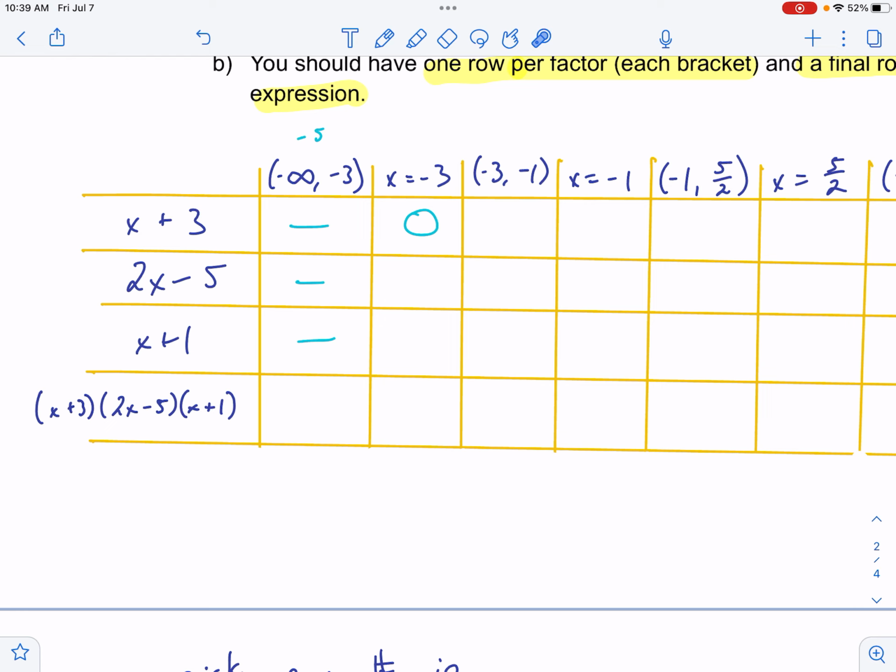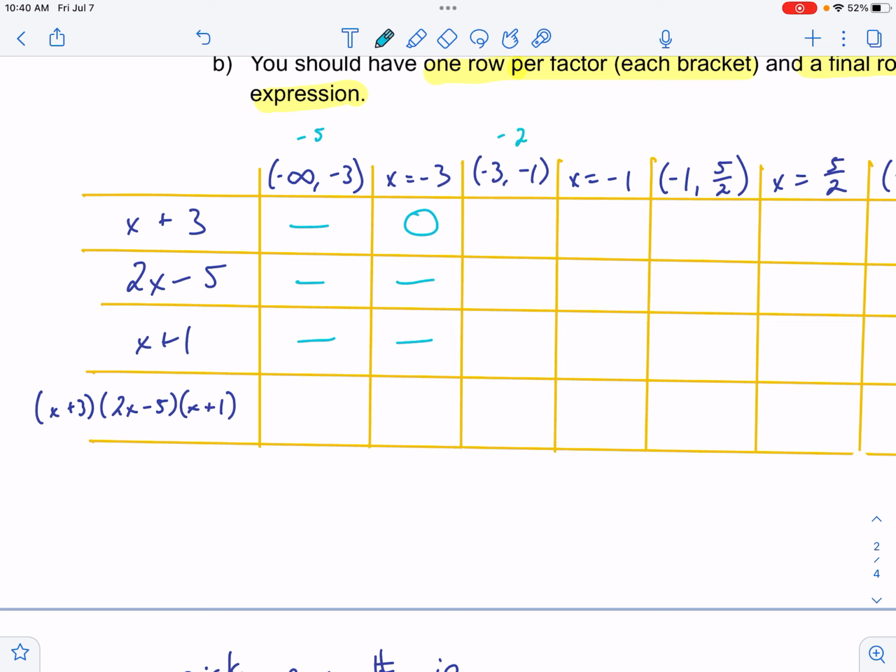When x is -3, 2x minus 5 is going to be -6 minus 5, -11. This is also going to be negative. When x is -3 into x plus 1, I get -2, which is still negative. Okay. Now we're faced with another interval. Now we've got to pick a number in between these two that's easy to work with. A number between -3 and -1, let's do -2.